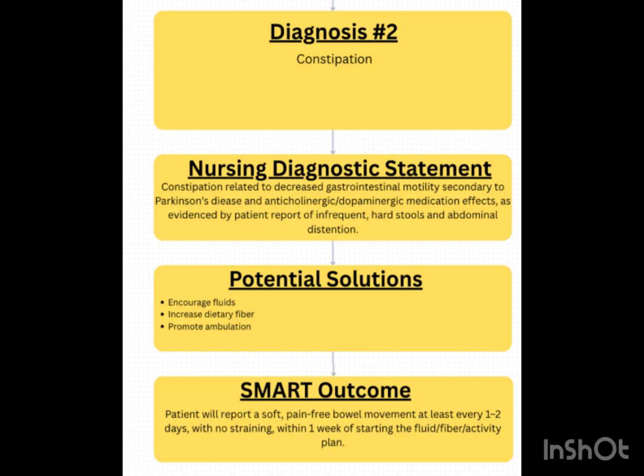So what are some solutions, right? We have to encourage fluid. Getting enough fluid is essential to soften stools and prevent fiber from causing any blockage. We want to increase dietary fiber, which adds bulk or mass to the stool. This stimulates natural peristalsis and basically helps with gut motility. We're also going to promote ambulation. Physical movement in general stimulates the abdominal wall and intestinal muscles to prevent stagnation.